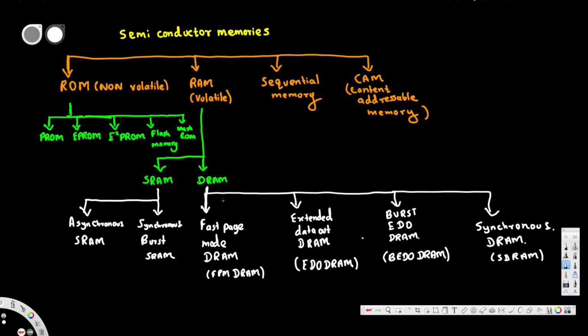And DRAM has 4 classifications: fast page mode DRAM, which we also call FPM RAM, extended data out DRAM, in short EDO DRAM, burst EDO DRAM, BEDO DRAM, and synchronous DRAM, SDRAM.